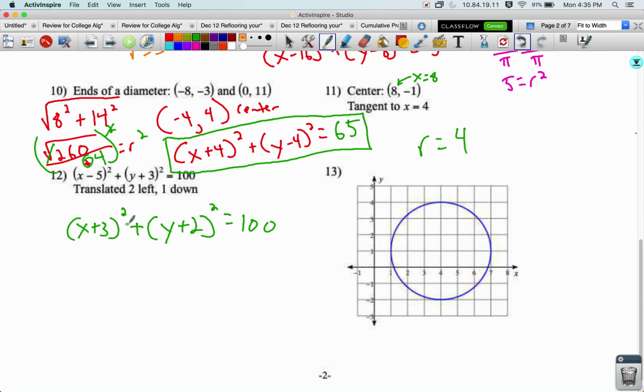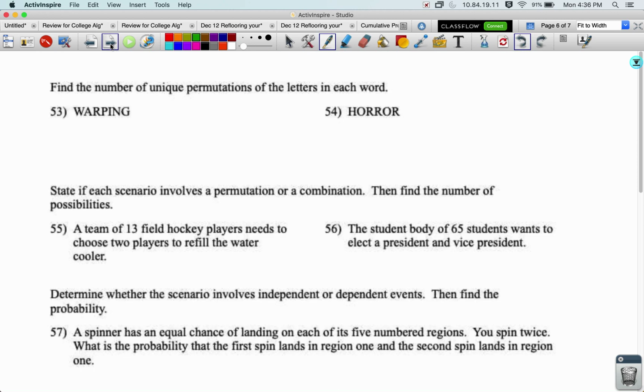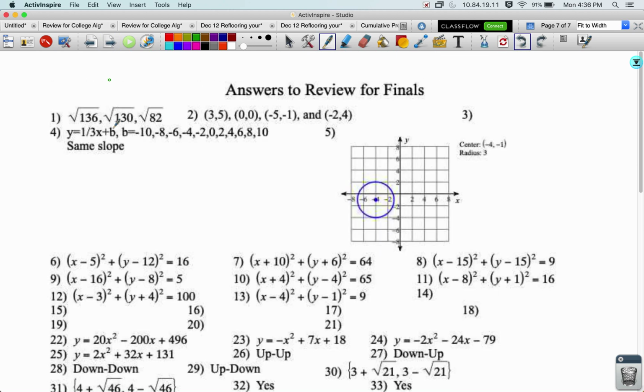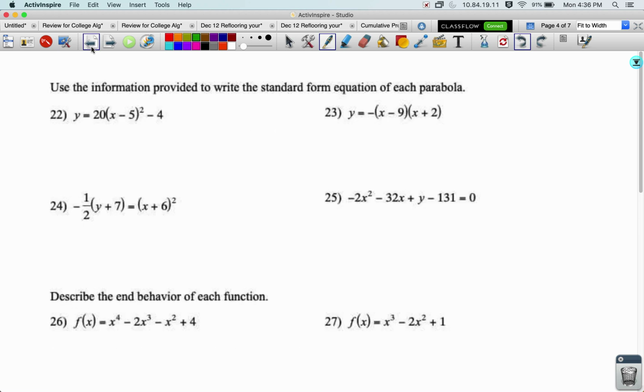One second. That should be a minus there. So it was being moved 5 to the right. Now it's only being moved 3 to the right. Let me double check that one. 12. (x minus 3), (y plus 4).